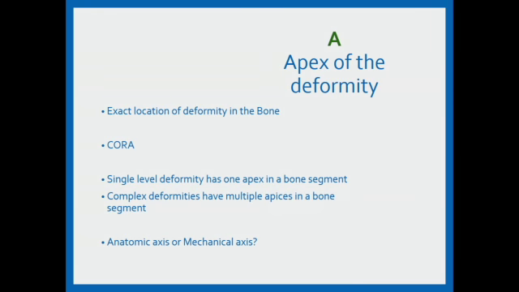So this is what the MAP part was, and now we look at the ABCs. So A is, where is the apex of the deformity? The older terminology for this, or some people still use it, is what is called as the CORA, which is the center of rotation of angulation. Basically, a single level deformity will have one apex in a bone segment. Complex deformities will have multiple apex in the bone segment.